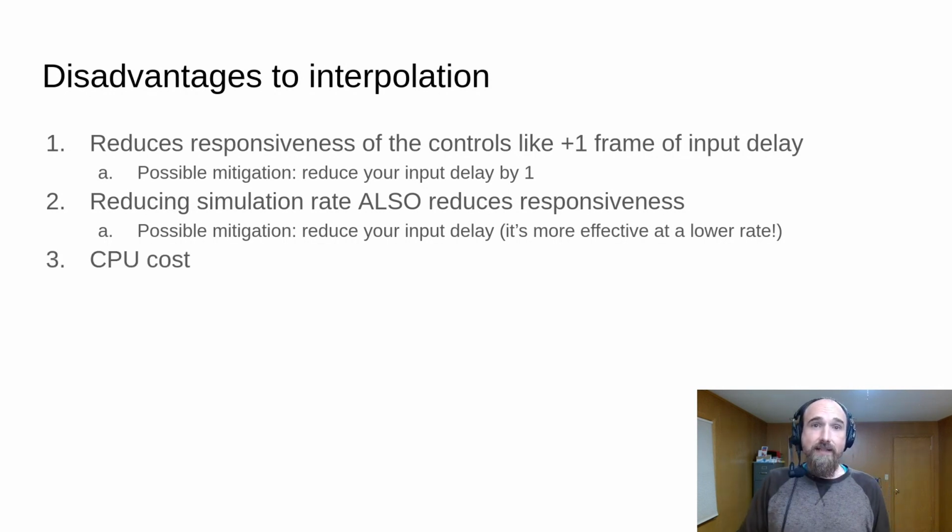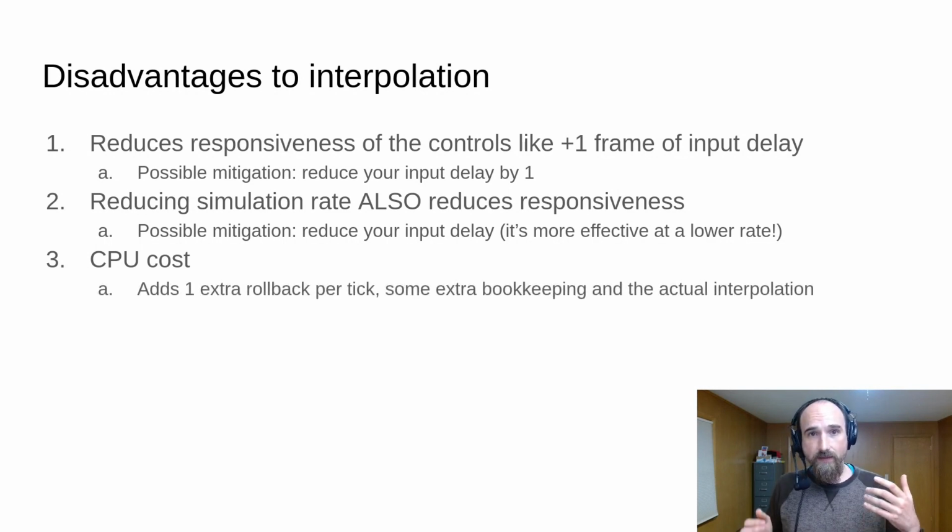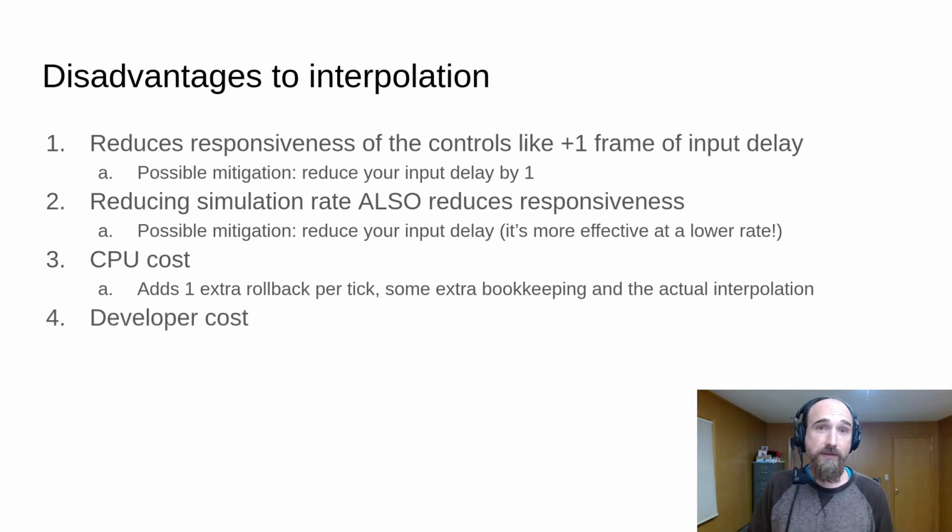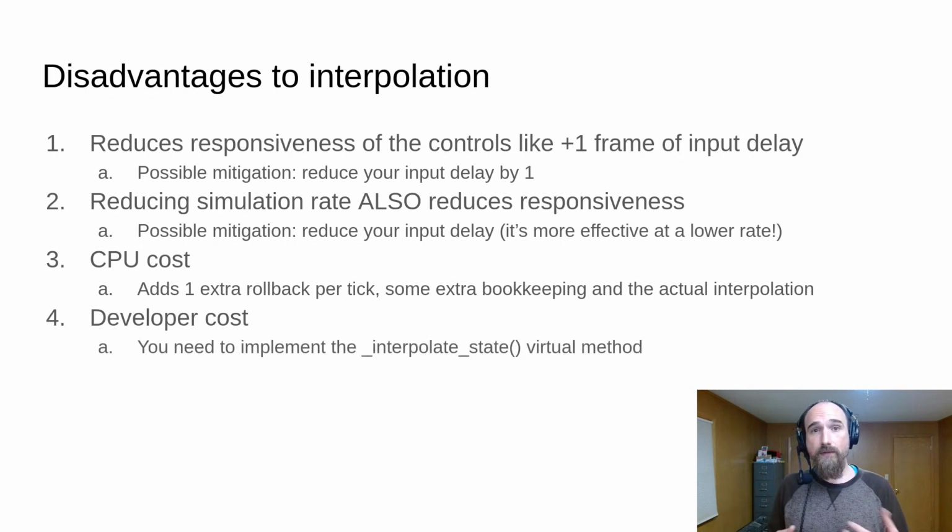Turning on interpolation has a CPU cost. There's an extra rollback every frame, some extra bookkeeping, and the actual interpolation of the data itself. So if you're not reducing the simulation rate, adding interpolation will actually slow things down because of this extra work per frame. And there's a small developer cost. You need to implement a new interpolate state method on all of your nodes that change visually every tick, but it's actually not that hard. And we'll go over how to do that in our demo game.